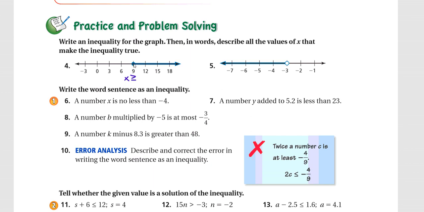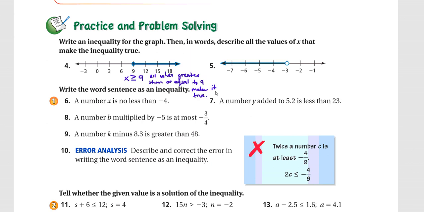Then it says describe in words all the values of X that make this inequality true. So I would say all values greater than or equal to 9 make it true. If I had more room, I'd probably say make the inequality true. All right, I'll leave number 5 up to you.